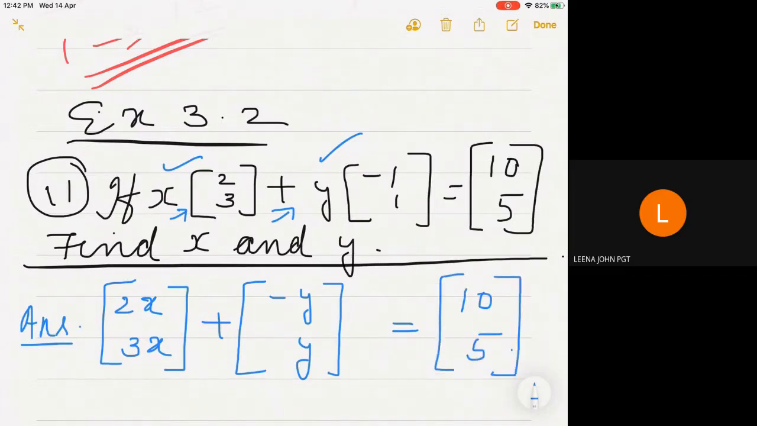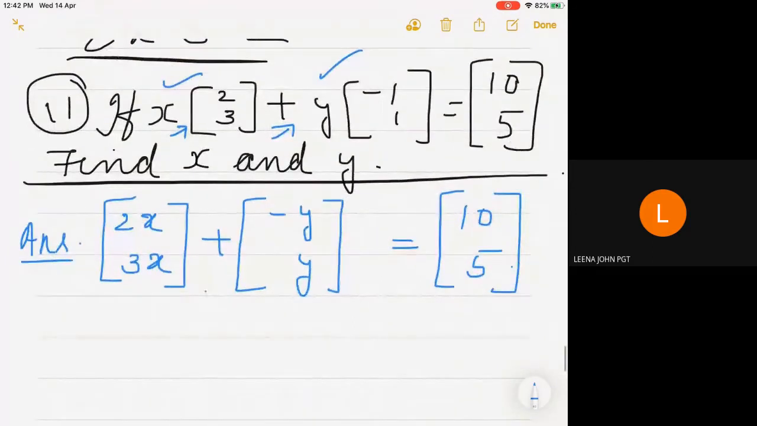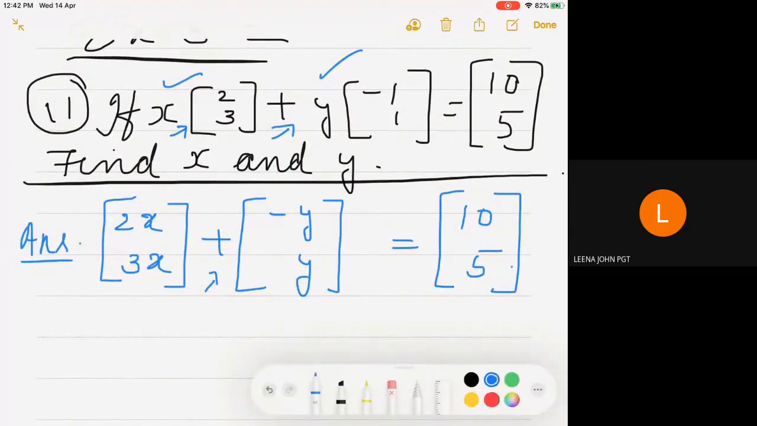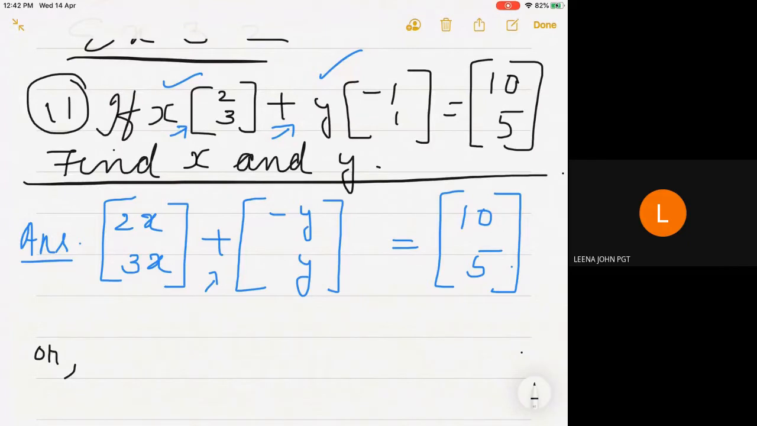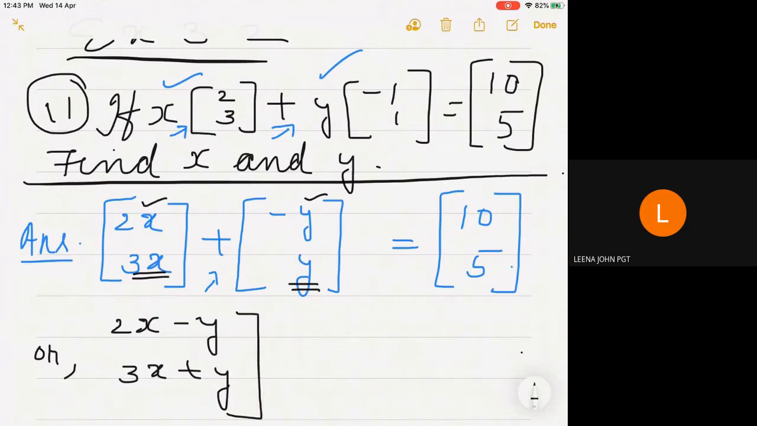Next you have to do the next operation, addition. And addition of matrices is already defined, when you have to add the corresponding terms. So it is 2x, the corresponding term here is minus y. So add these two, you will get 2x minus y. Similarly, 3x plus y. 3x plus y, this column matrix is equal to the matrix 10, 5.